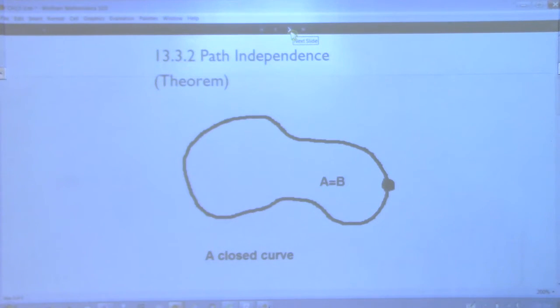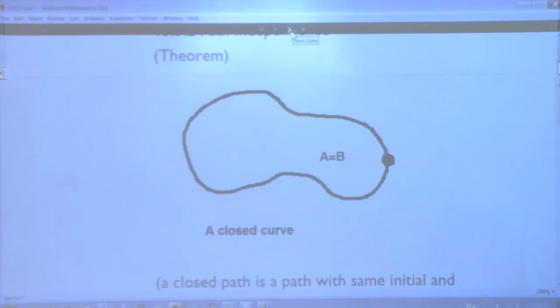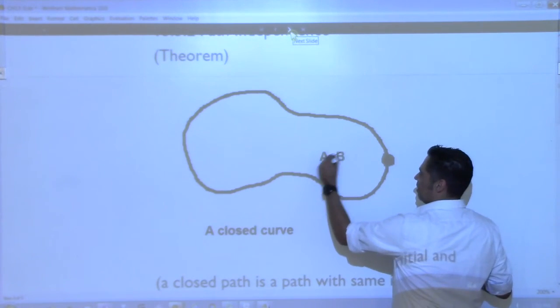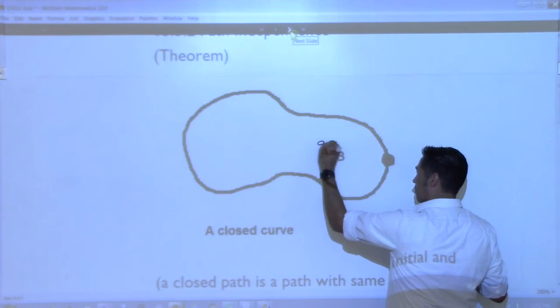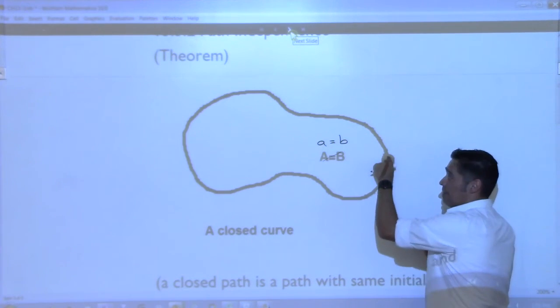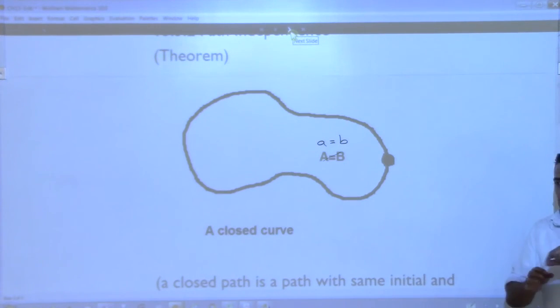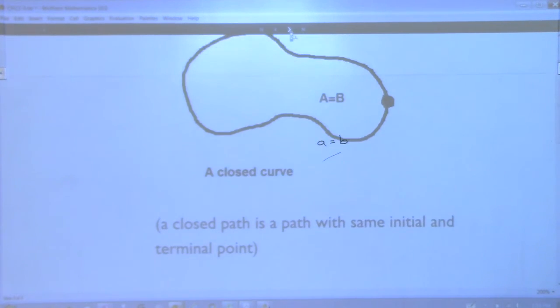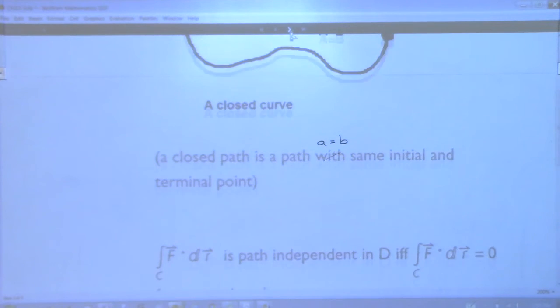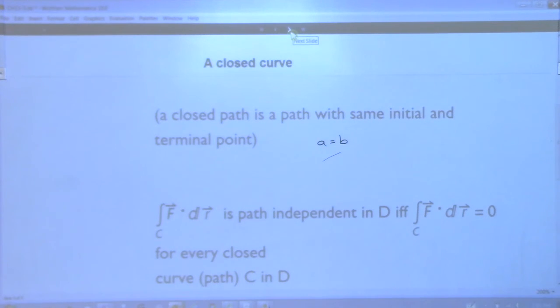Let's say we're taking a look here at a closed curve. Now this a equals b should really be like a equals b, lowercase, like the starting point and ending points are the same. So if you start somewhere and wind up at the same point, then that's called a closed curve or a closed path. They have the same initial and terminal point.